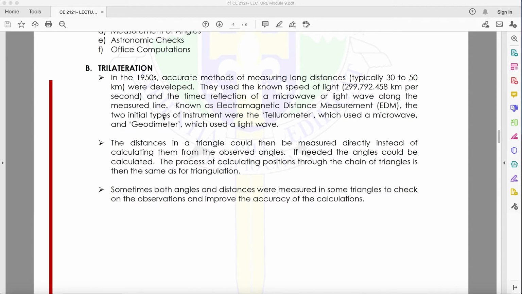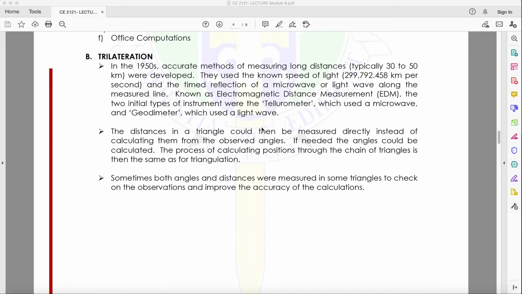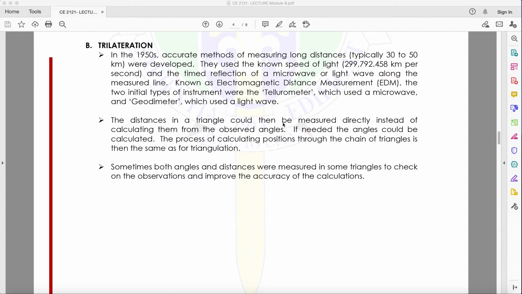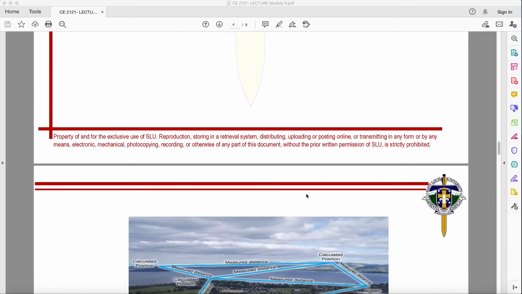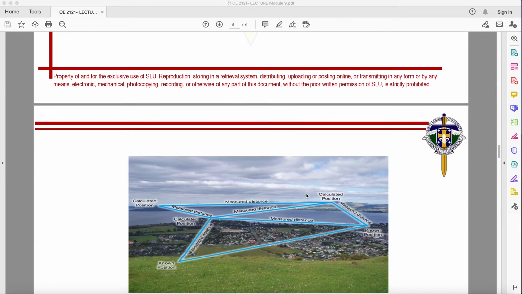EDM. The two initial types of instrument were the tellurometer, which used a microwave, and the geodimeter, which used a light wave. So the distances in a triangle could then be measured directly instead of calculating them from the observed angles. If needed, the angles could be calculated. The process of calculating positions through the chain of triangles is then the same as triangulation. Some triangles had both angles and distances measured to check the observations and improve the accuracy of calculation. Okay, so it is almost the same.